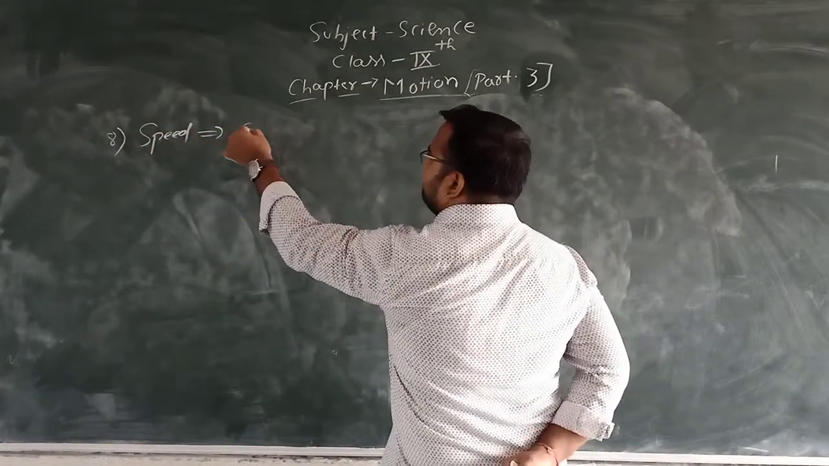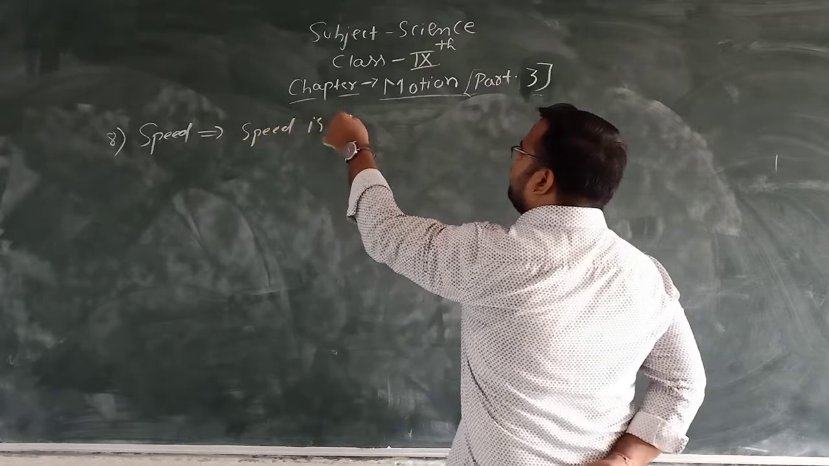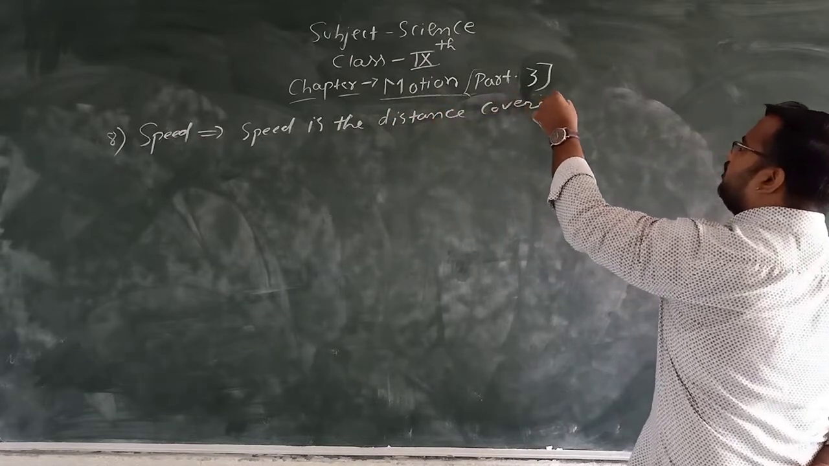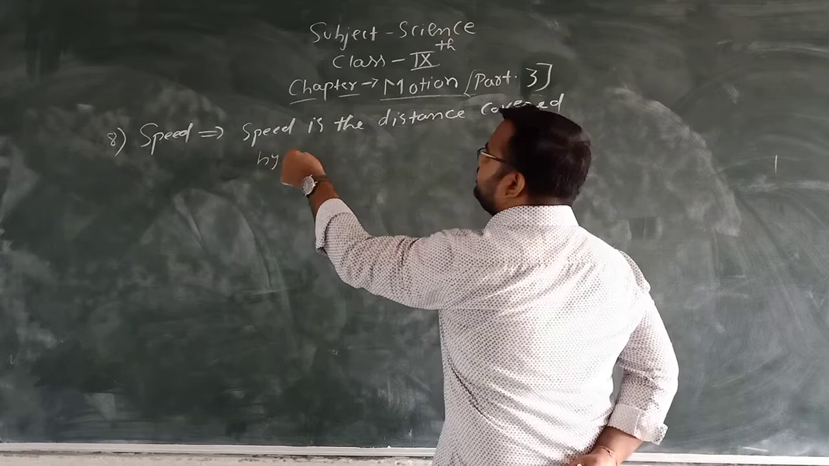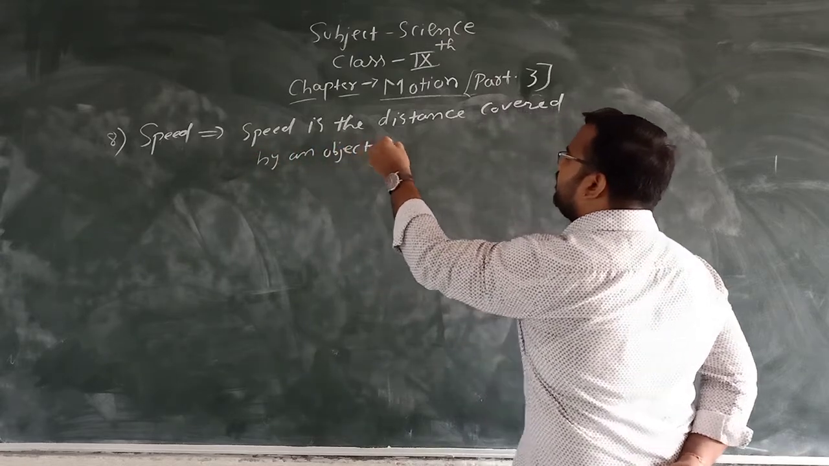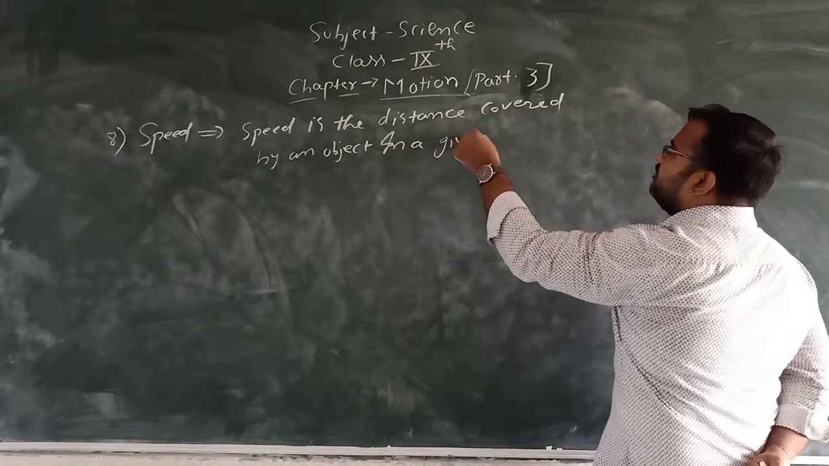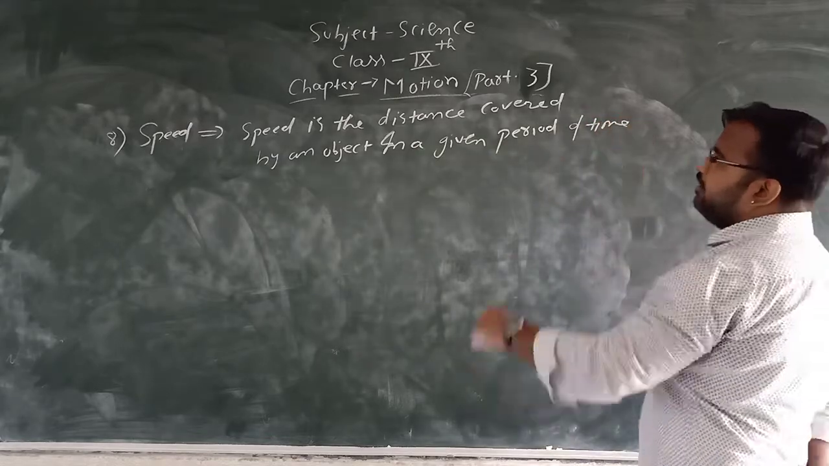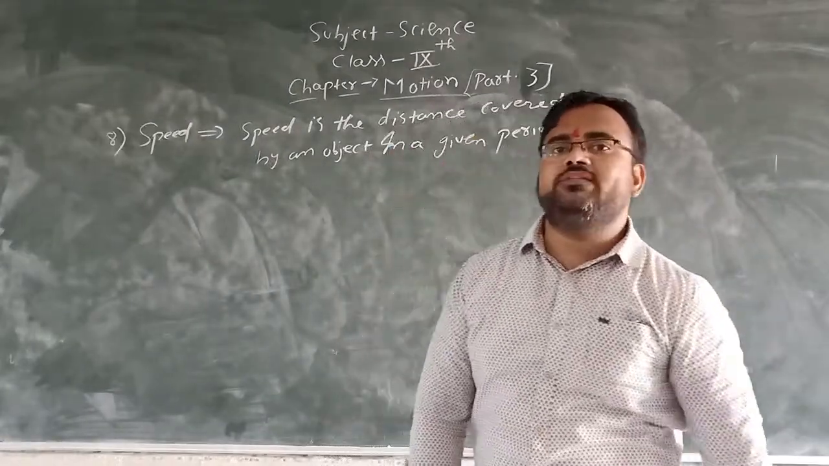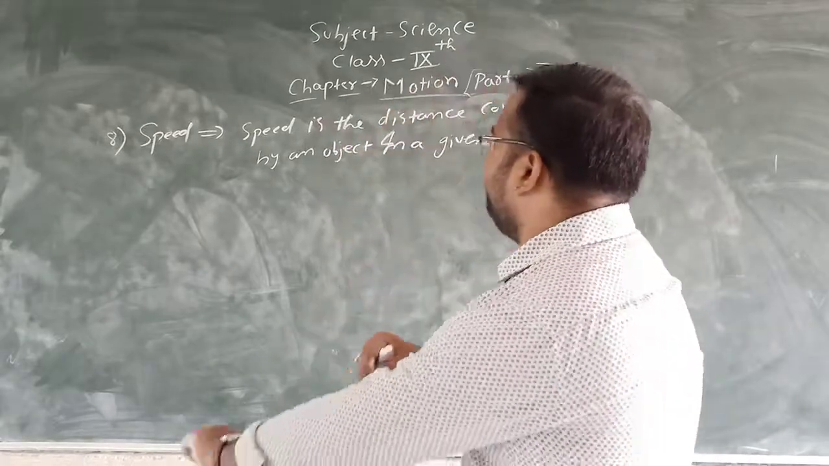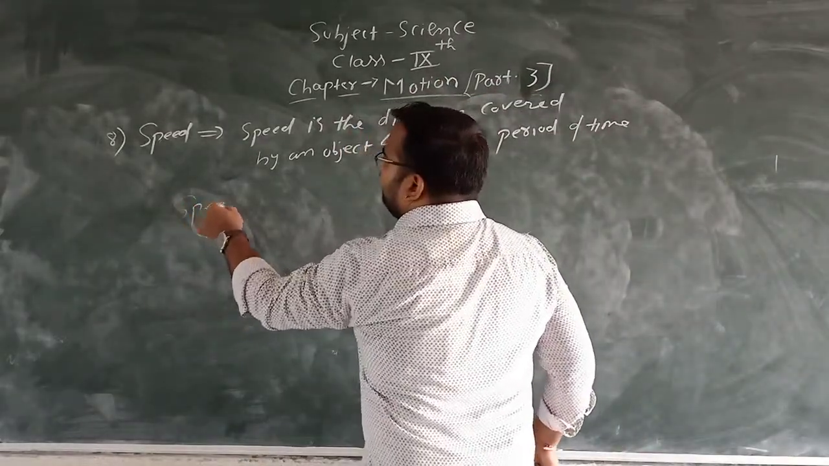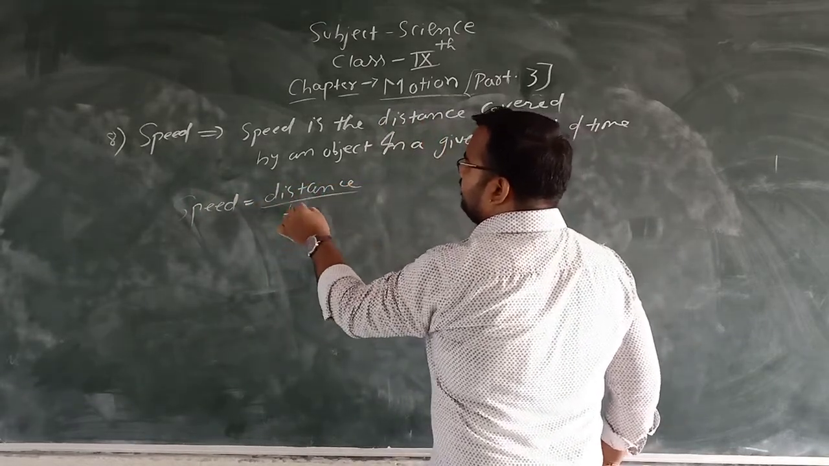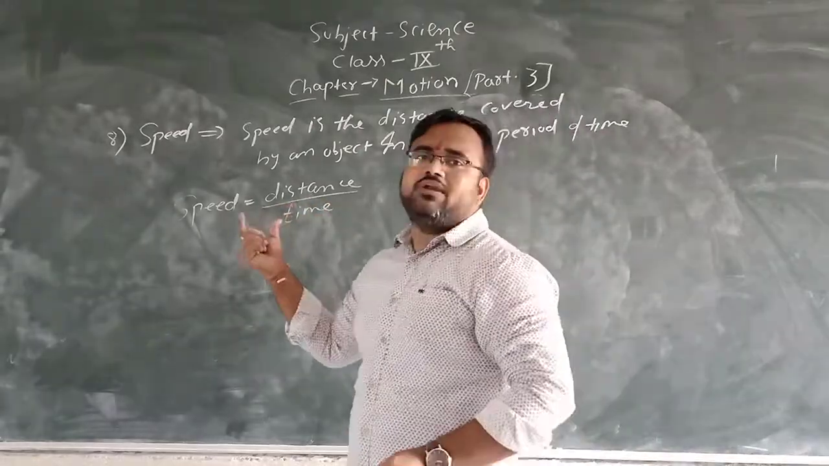So speed is the distance covered by an object in a given period of time. Speed is the distance covered by an object in a given period of time. The formula of speed we can write: speed is equal to distance upon time. See, this formula you don't have to learn by heart.